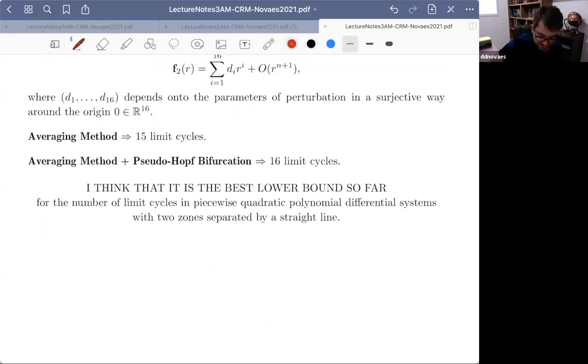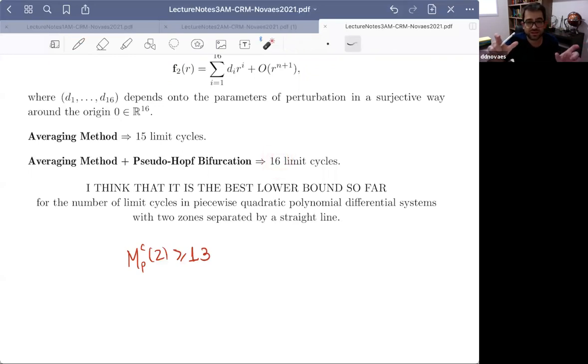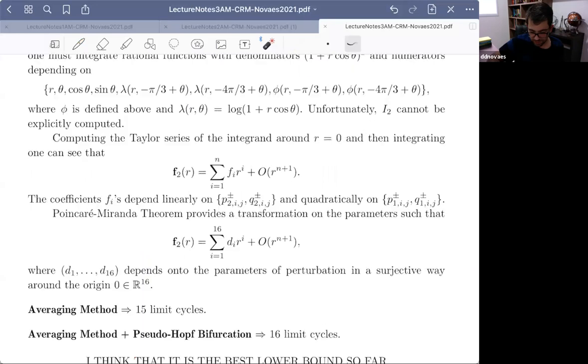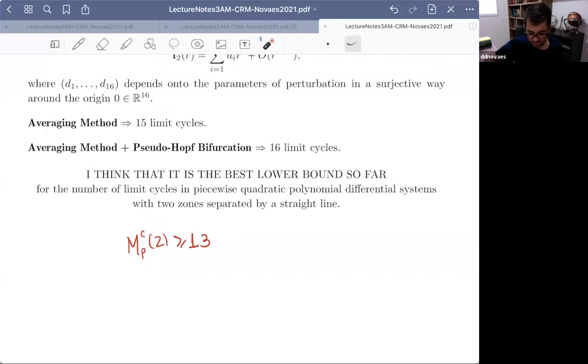I saw that in his talk yesterday, they showed that locally we get at least 13 limit cycles bifurcating from a weak focus. And this is greater because we are studying limit cycles bifurcating from the periodic annulus. Okay, so I think that we can stop here and return in 10 minutes.